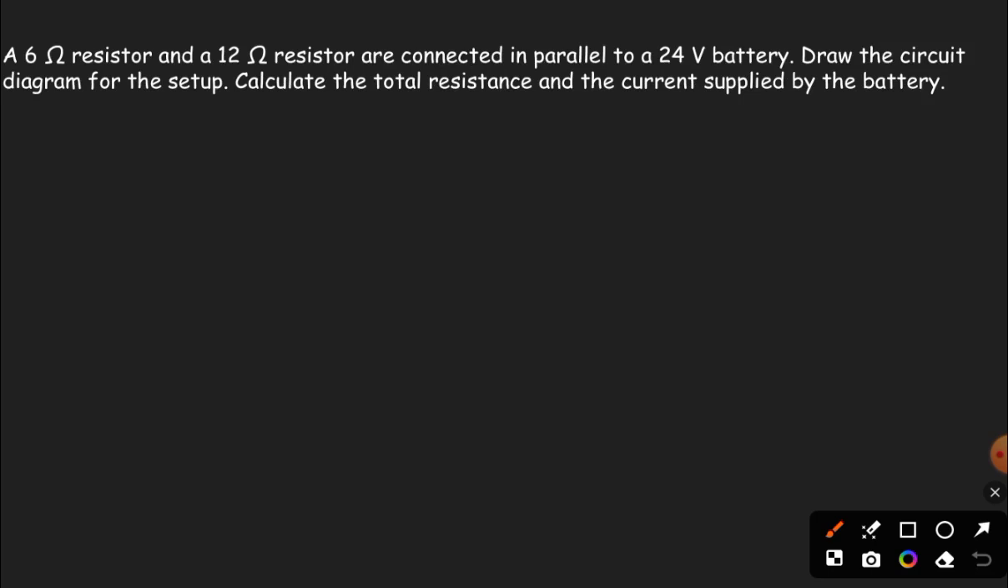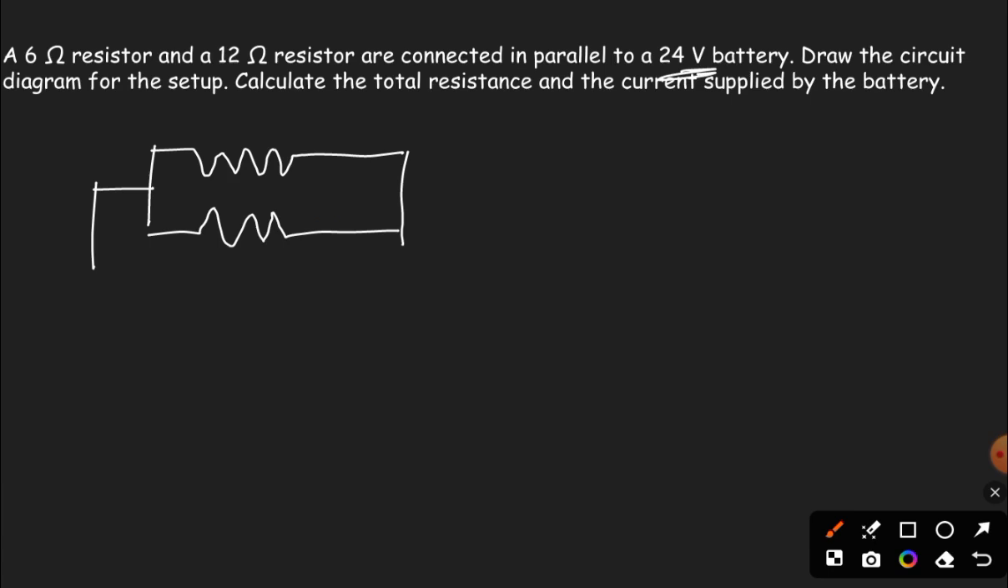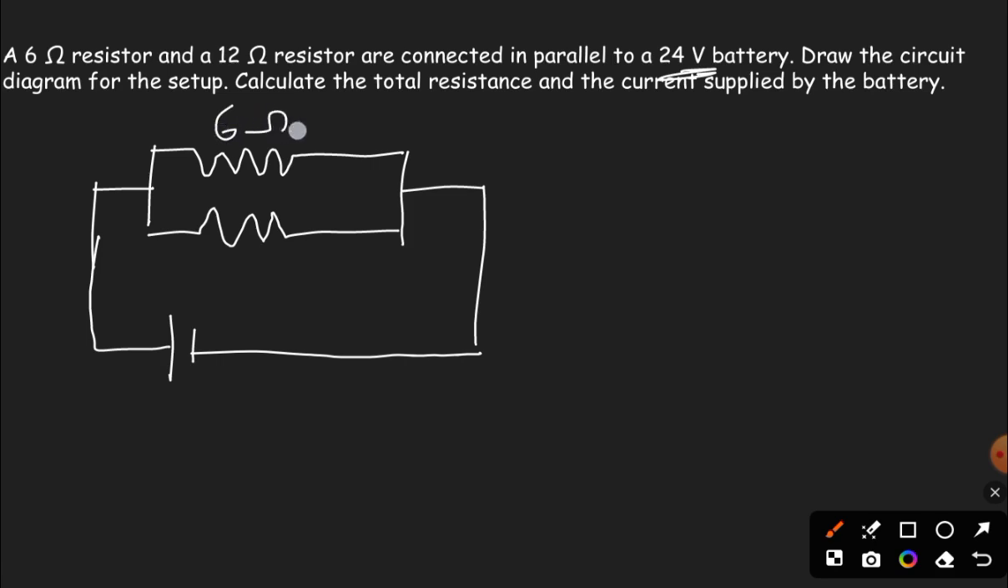A 6 ohm resistor and 12 ohm resistor are connected in parallel to a 24 volts battery. Draw a circuit diagram for the setup. So I'll start with the resistors. Now this is also another symbol for resistor. Take note of that. This looks like a zigzag. Then 24 volts battery. So 6 ohm, 12 ohm. So 24 volts battery.